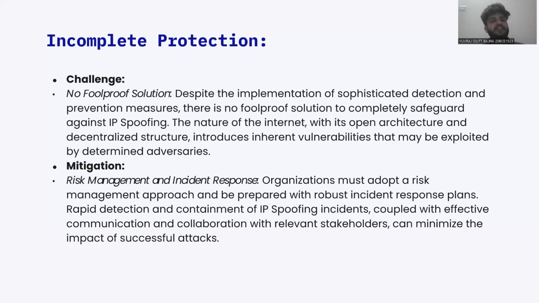Incomplete protection. The challenge in incomplete protection is this: despite the implementation of sophisticated detection and prevention measures, there is no foolproof solution to completely safeguard against IP spoofing. The nature of the internet, with its open architecture and decentralized structure, introduces inherent vulnerabilities that may be exploited by determined adversaries.